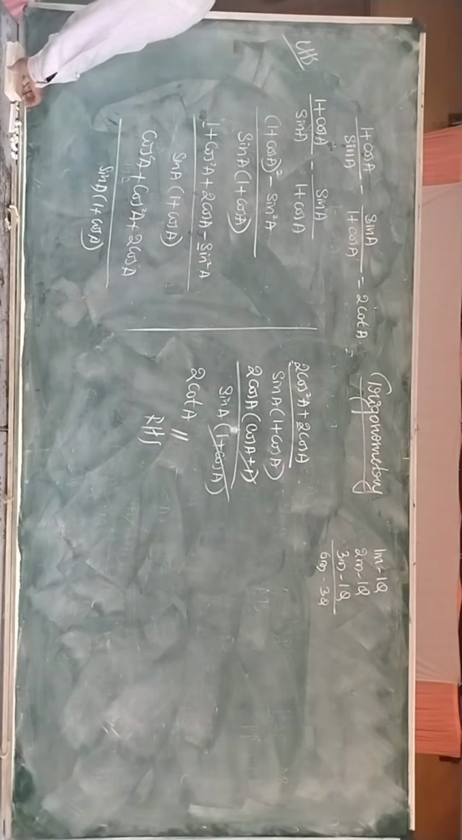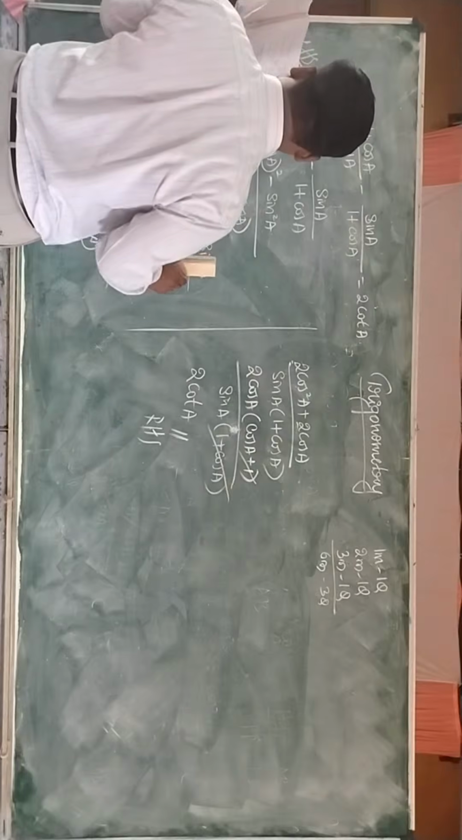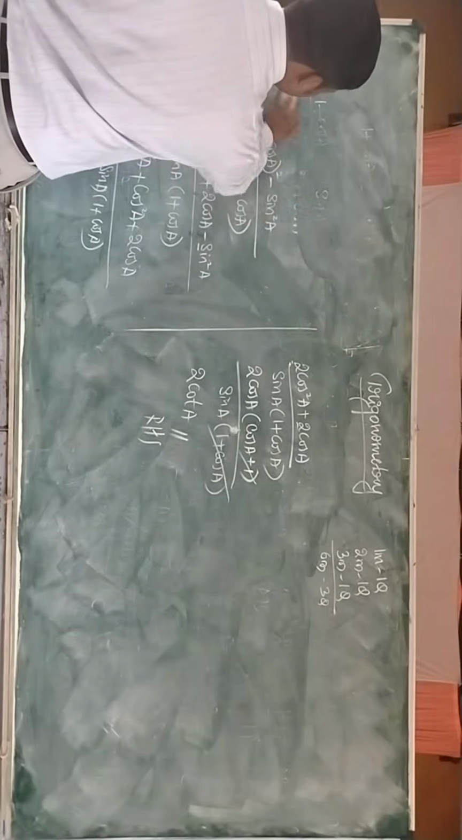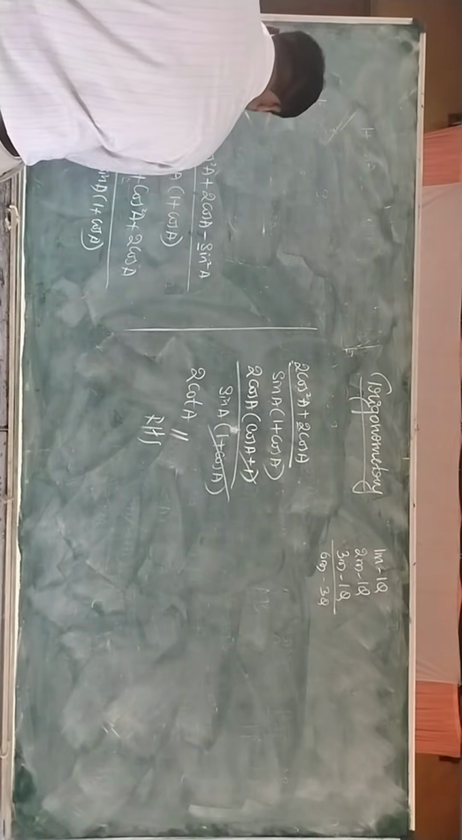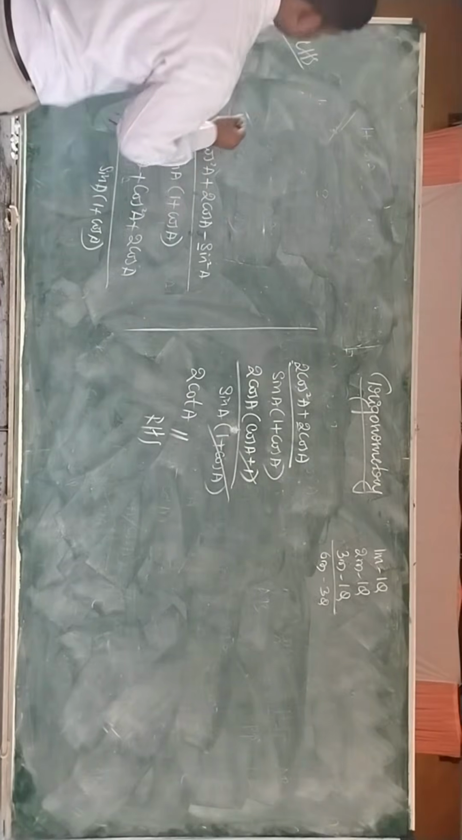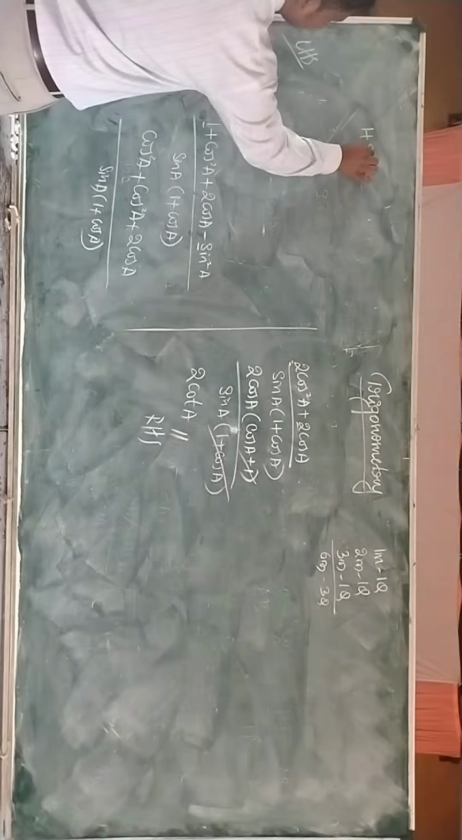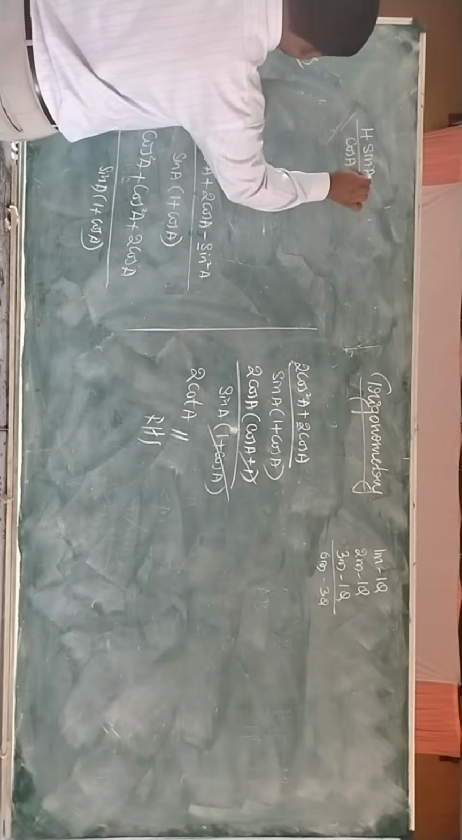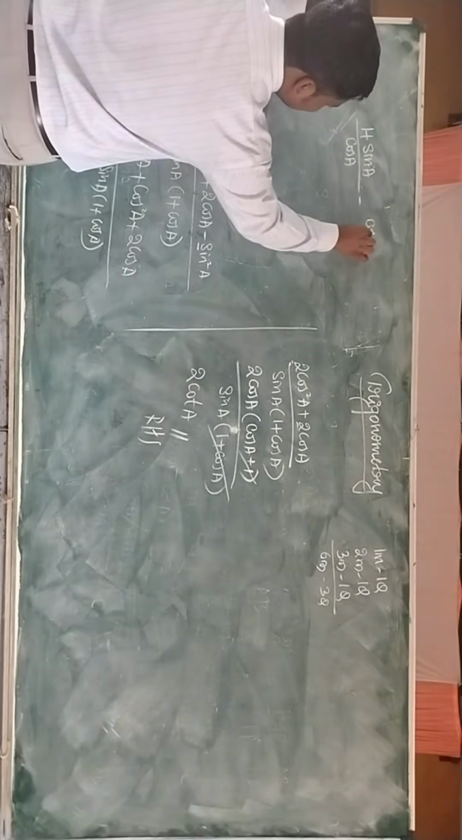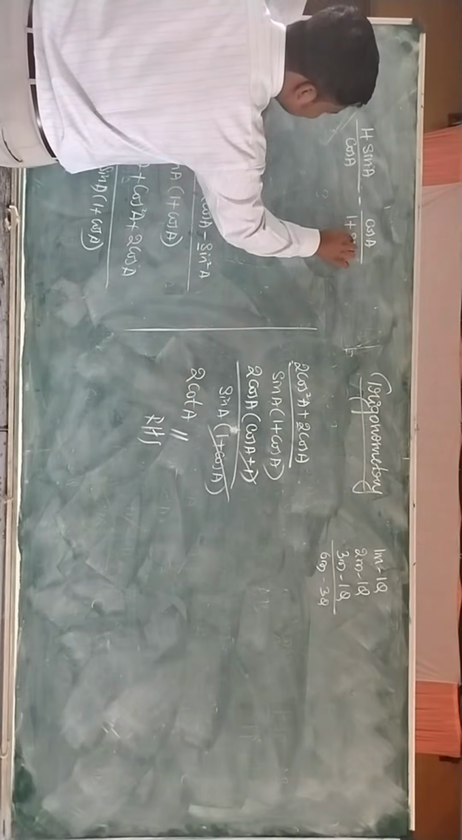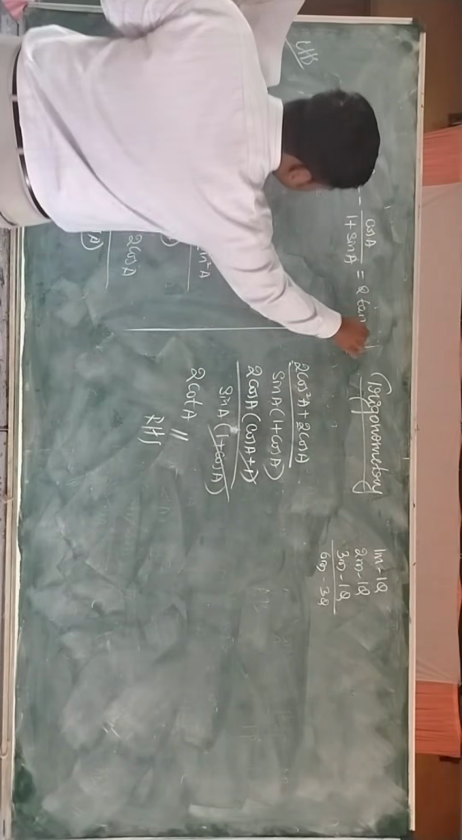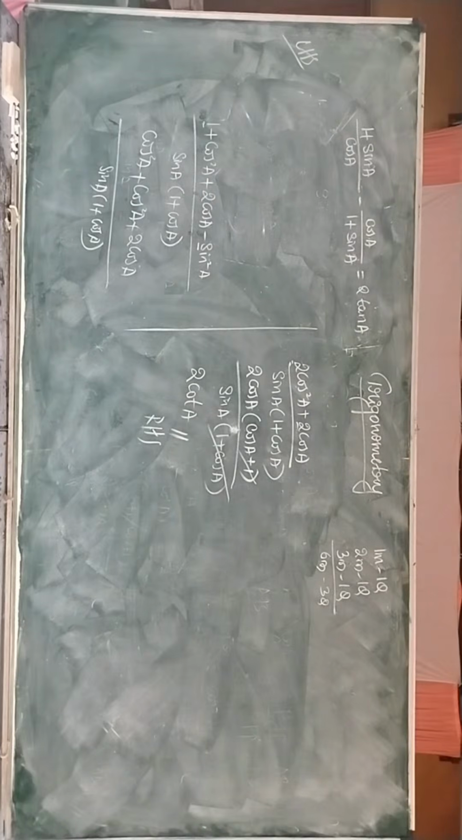Prove that 1 plus sin A divided by cos A minus cos A divided by 1 plus sin A is equal to 2 times tan A. Same question, same typology. No changes. Take LCM.